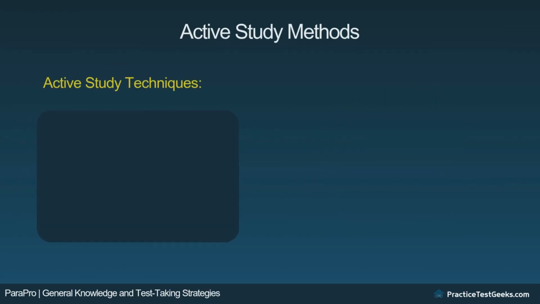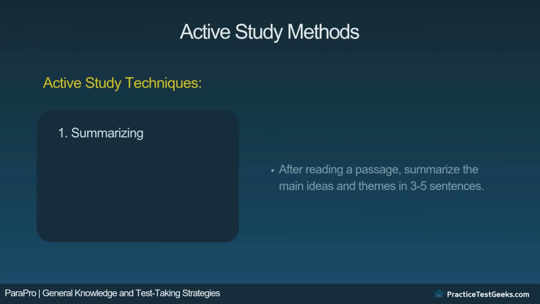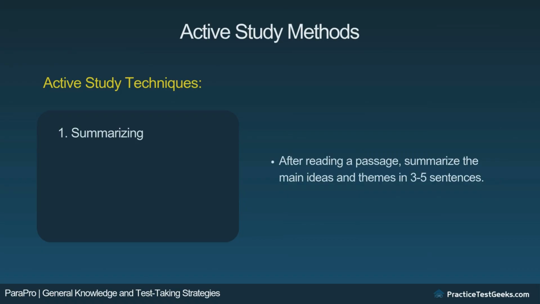Active study techniques. 1. Summarizing. After reading a section, summarize the material in your own words. This helps reinforce the information and ensures that you understand the key concepts. Example: after reading a passage, summarize the main ideas and themes in 3-5 sentences.